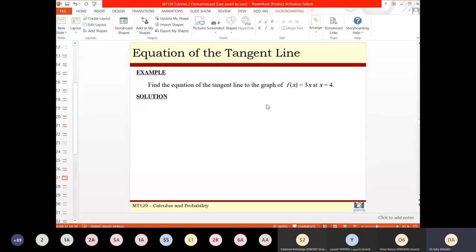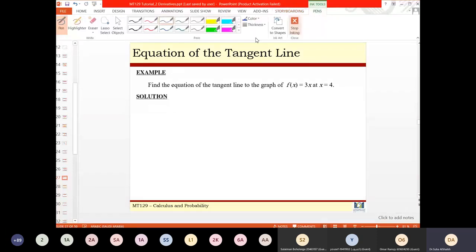So check this question. Find me the equation of the tangent line to this curve at this point. Now, any equation of a line is y minus y1 equals m times (x minus x1). That means I need the m. This is the x. I need the y. Right?